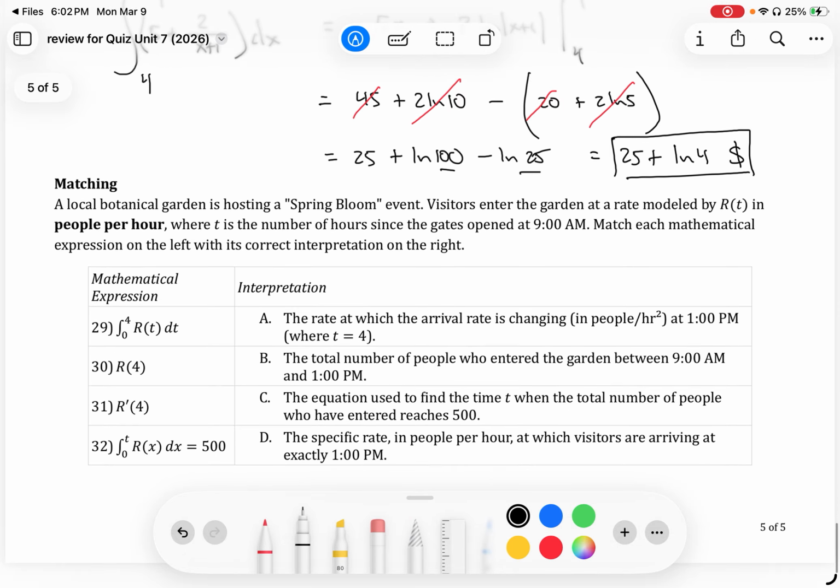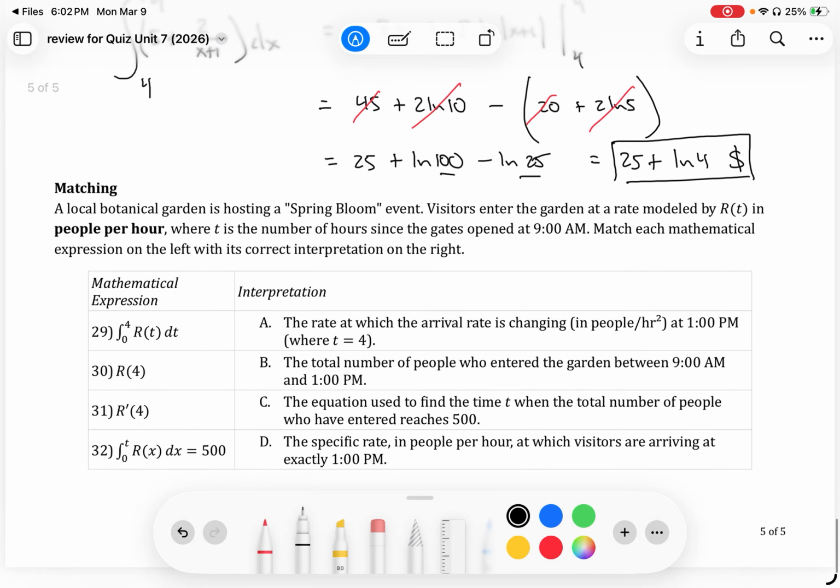Alrighty. Finally, matching. A local botanical garden is hosting a spring bloom event. Visitors enter the garden at a rate modeled by R of t, where t is the number of hours since the gate opened at 9. Match each mathematical expression on the left with its correct interpretation on the right. So the integral from 0 to 4 of R of t would be the number of people that come in between 9 and 1. So that goes with this.